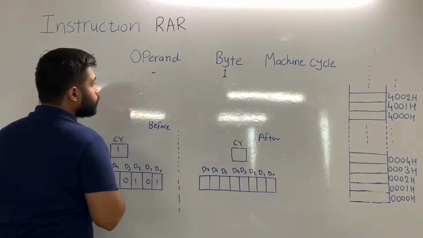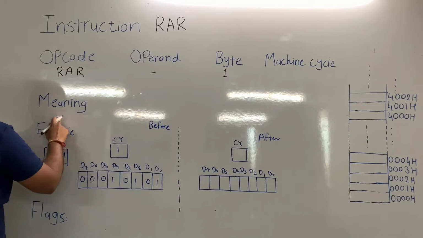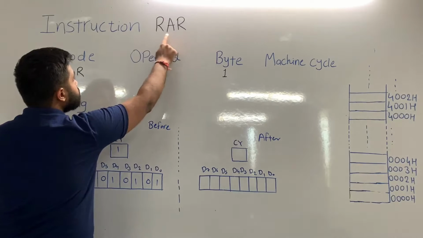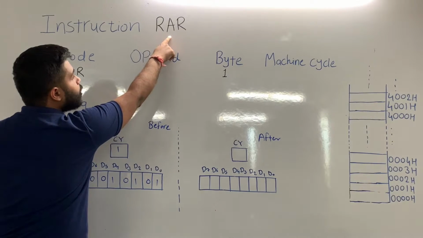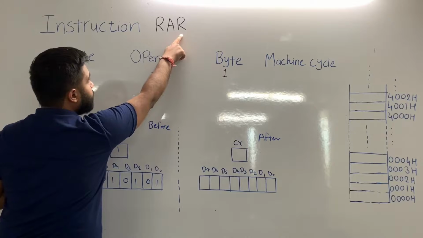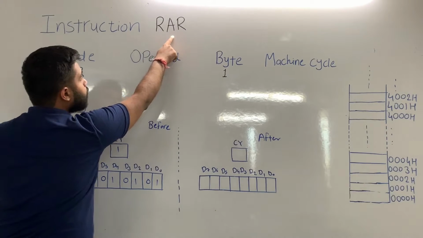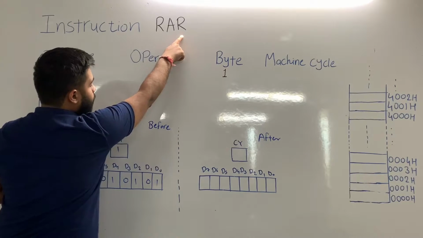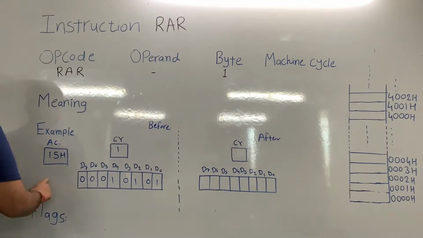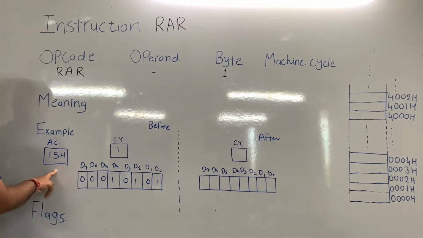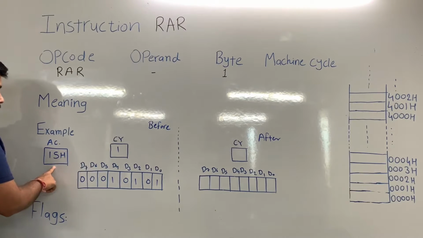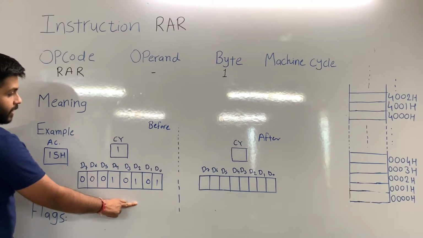Machine cycle, we are going to see that. Before, let's see the meaning. Now RAR. RAR means rotate content of accumulator right. I am repeating, rotate content of accumulator right side with carry. Before the execution, you can see that the content of accumulator is 15H. The content of carry flag is 1 and accumulator is represented as bitwise.